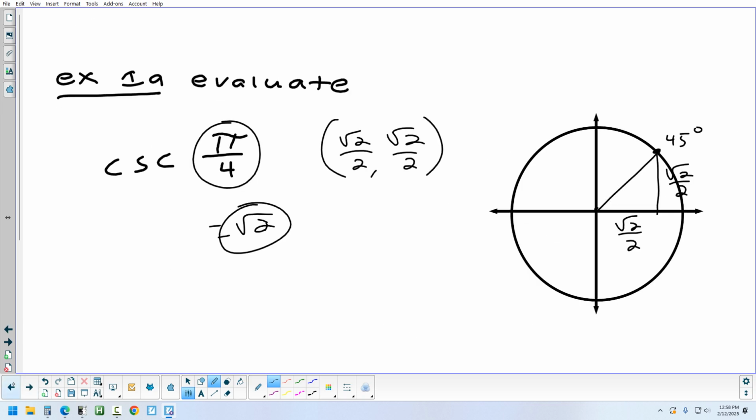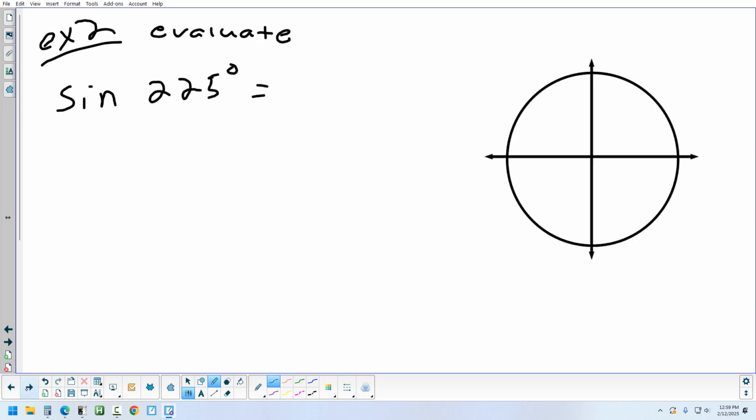Okay, so that's 135. We did 45. All right, let's try 225. First thing we always got to find is the coordinate. We got to figure out where it is. Okay, so make a circle. Label it. And figure out where 225 is.